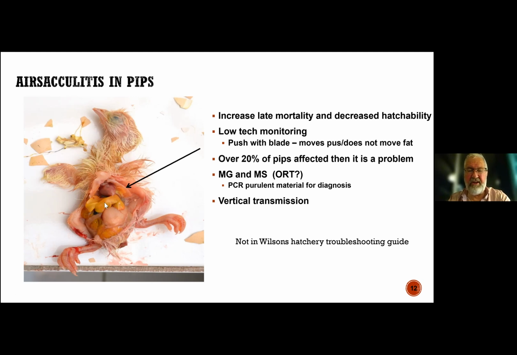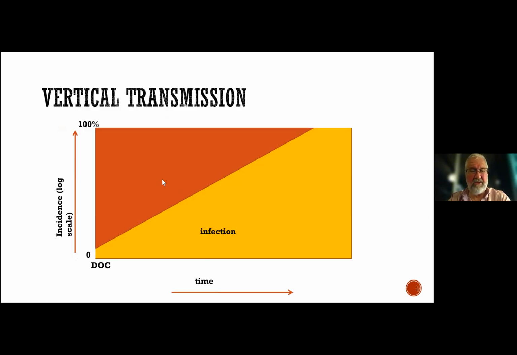And you should push the purulent material with the blade of your scalpel that you're doing the PM with. If it moves, it's purulent material, pus, but if it doesn't move, it's fat, and you need to do that in broilers. So with vertical transmission, the day-old chick, there's a percentage actually infected, and this rapidly comes through the whole flock, the broiler flock, as time goes on.